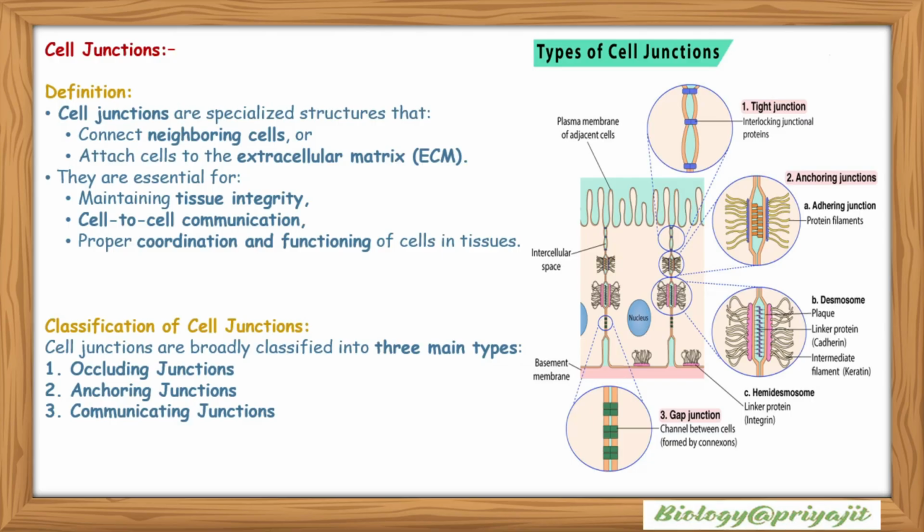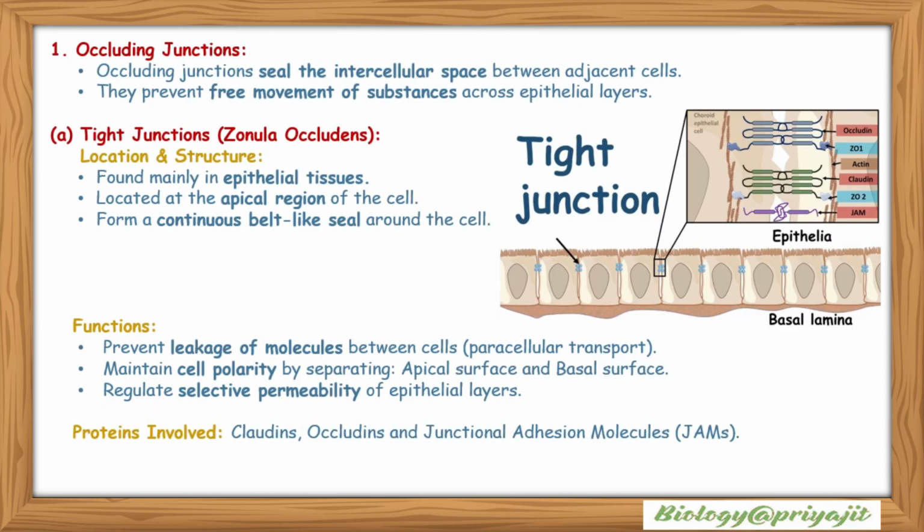Cell junctions are essential for maintaining tissue integrity, cell-to-cell communication, and proper coordination and functioning of cells in the tissues. So, classification of cell junctions. Cell junctions can be broadly classified into three main types: occluding junctions, anchoring junctions and communicating junctions. So the types of junctions are tight junctions, anchoring junctions and gap junctions. Basically there are three types: occluding, anchoring and communicating junctions.